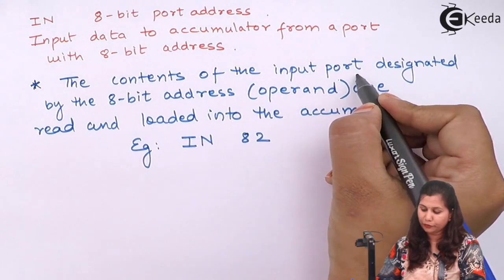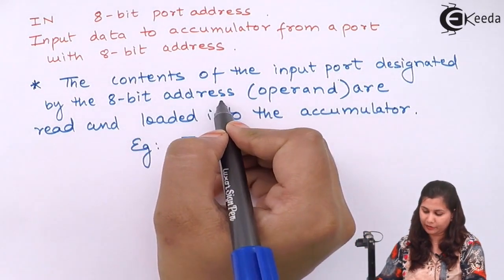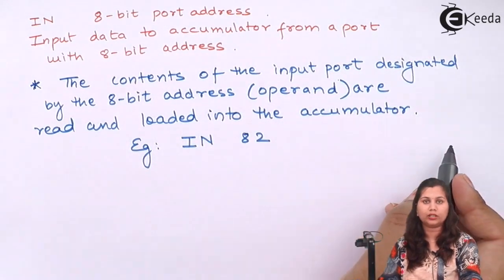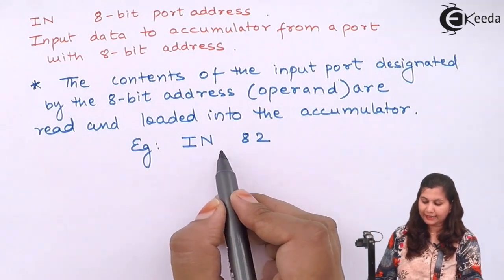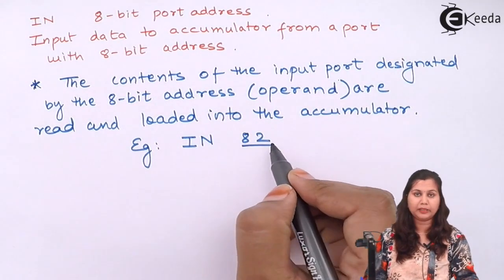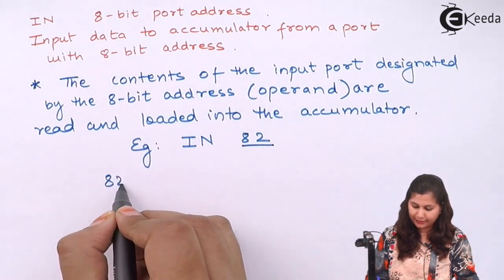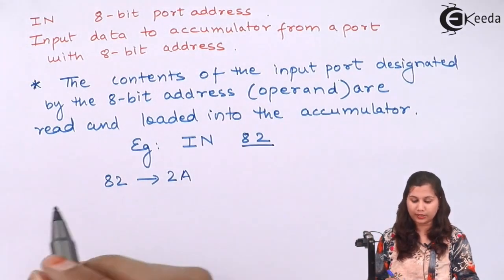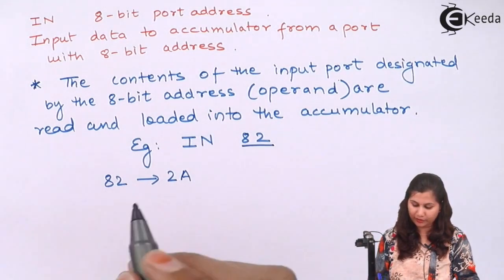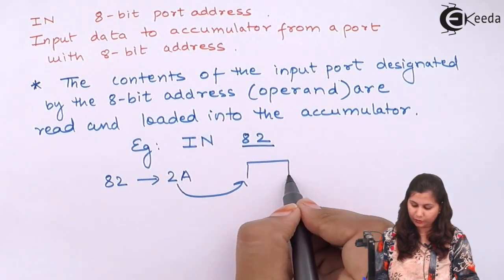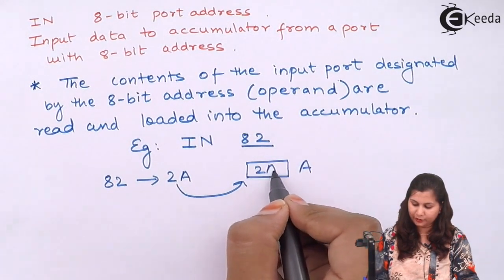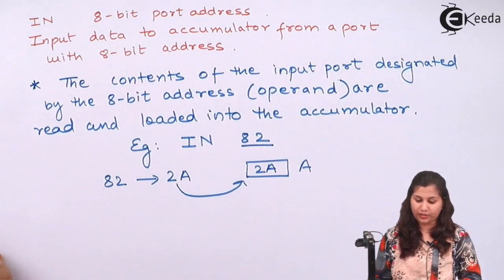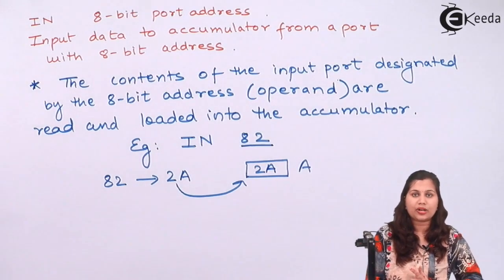So the contents of the input port, which is designated by the 8-bit address, which is the operand of the instruction, are read and loaded into the accumulator. Example is IN 82, the 8-bit port address, and at 82, suppose 2A is stored at this port address, so this will be copied into the accumulator, and the accumulator will get 2A here. Okay, so this was the IN instruction. This was the last data transfer instruction.